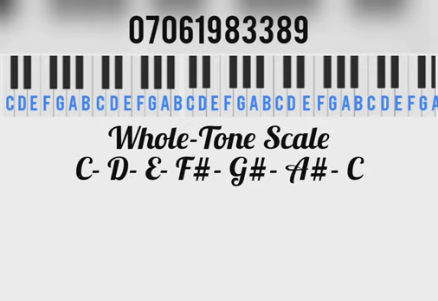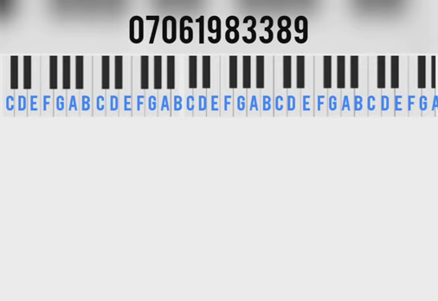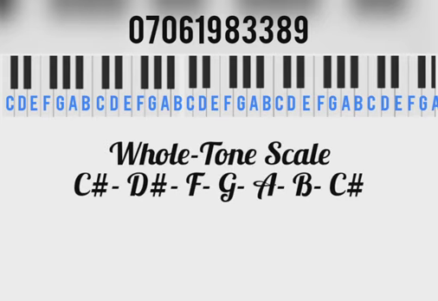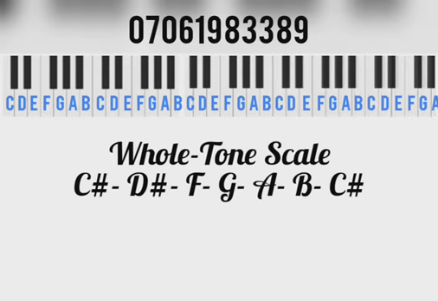So let's take a look at another whole tone scale just to clarify. Starting from C sharp. So this is C sharp, to D sharp, leaving D behind. Then to F, leaving E behind. Then to G. Then to A. Then to B. Then back to C sharp. That is called the C sharp whole tone scale.